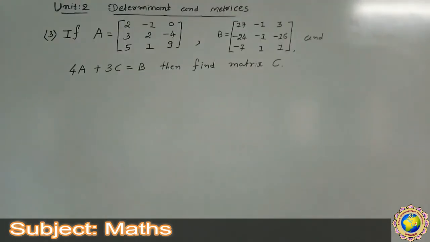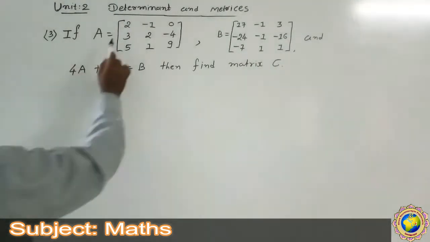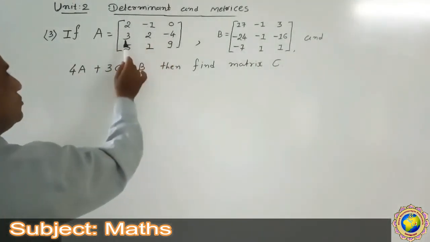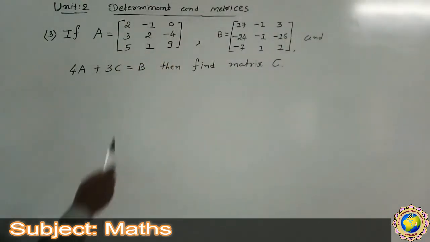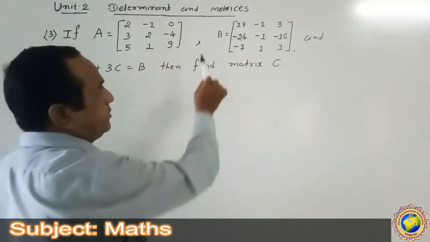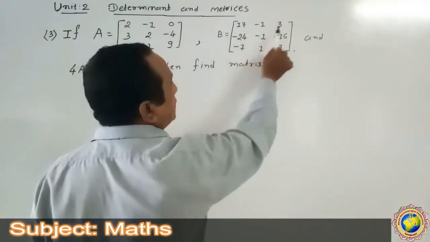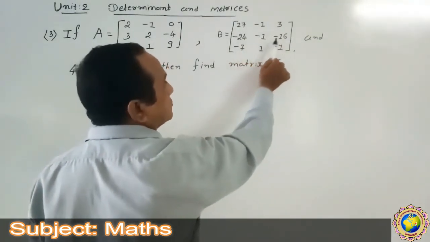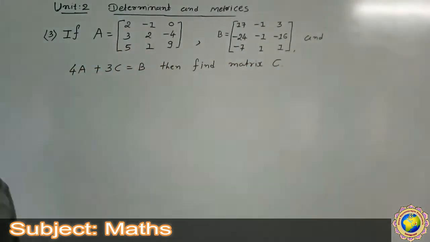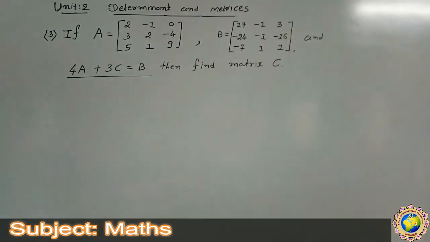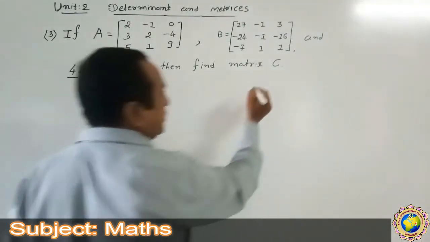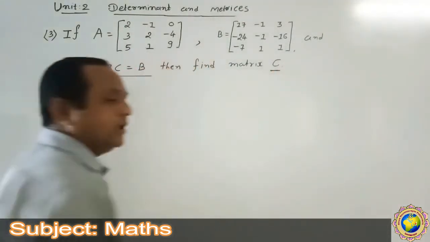Number 3. If A is equal to 2 minus 1 0, B is second row 3 2 minus 4, and third row 5 1 9. Given B is 17 minus 1 3, minus 24 minus 1 minus 16, minus 7 1 and 1. And given this, 4A plus 3C is equal to B, then find the matrix value of C.